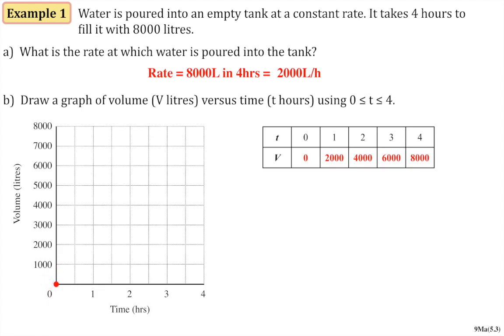So on here, I could have said 4 hours, 8,000 litres, put a dot there and just joined them. But if I put my other dots in and join them, I get the same line. So it's important that I can generate the line. You can get away with just using the first and the last value and then joining them, and you'll get your line. Part C says to find the gradient.